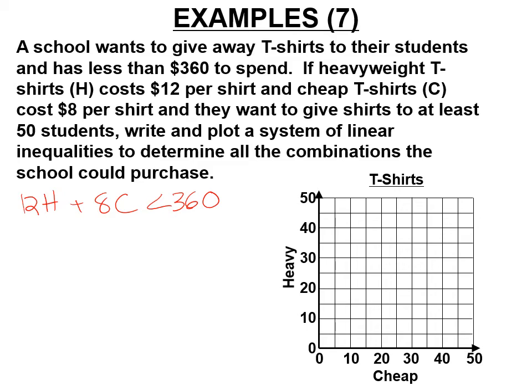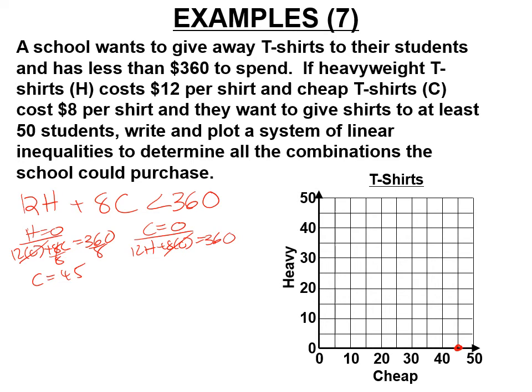Let's find the intercepts. Let's try to save some room though. When h equals 0, that's 0 plus 8c equals 360. This is the one we did before, where c equaled 45, which is down here. And then c equals 0. We have 12h plus 8 times 0 equals 360. Divide by 12. H equals 30, right? So that's there. And hopefully I've graphed that.